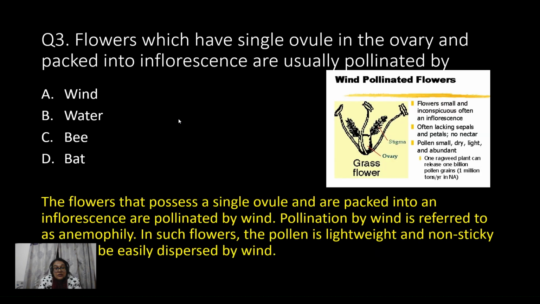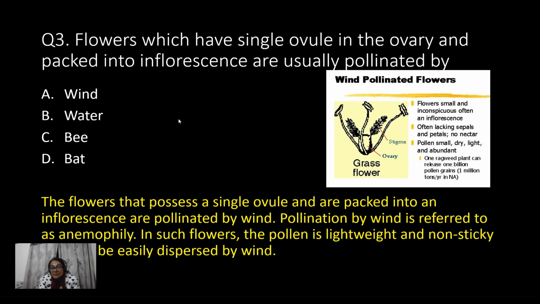Let's move to the third question. Flowers which have a single ovule in the ovary and are packed into inflorescence are usually pollinated by. Right, so this will be in the case of wind pollinated flowers. Wind pollinated flowers are not showy, but they are definitely packed into inflorescence. Some of the characteristics of wind pollinated flowers are that they are small and inconspicuous, meaning they're not visible, so that is why they are packed into inflorescence.